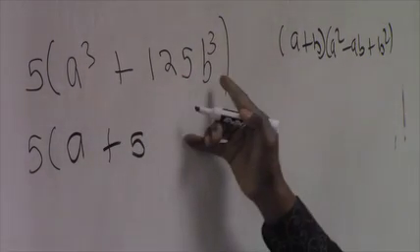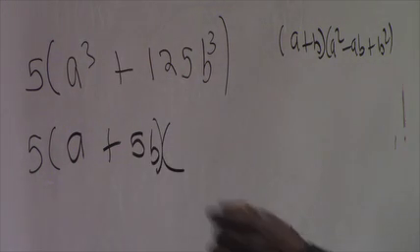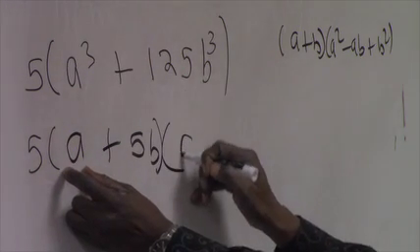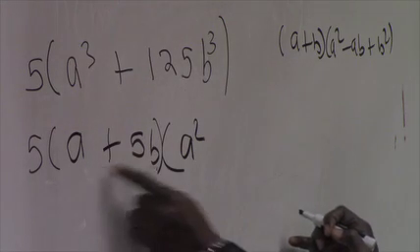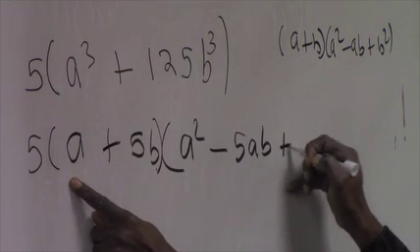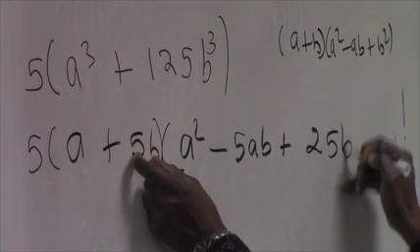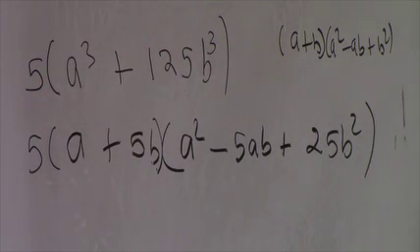And to find the next term, we're going to square this. It's going to be what? a squared. Find the product of this, minus 5ab, then plus the square of 5b, which gives us what? 25b squared. So we are done.